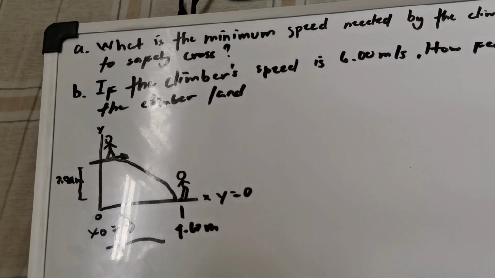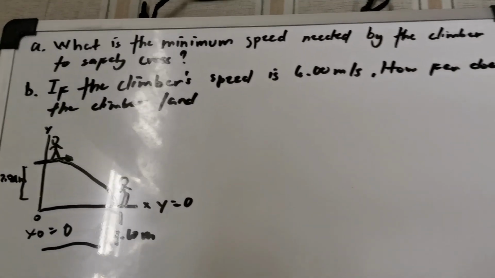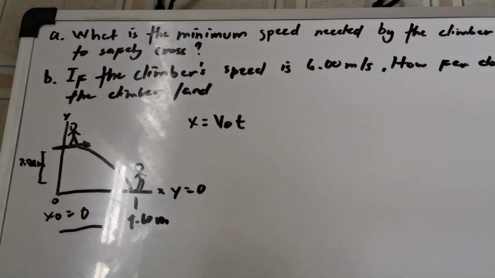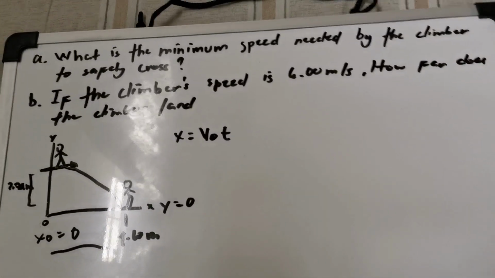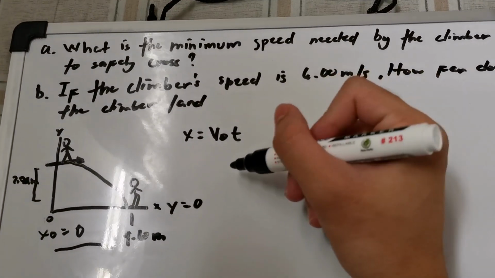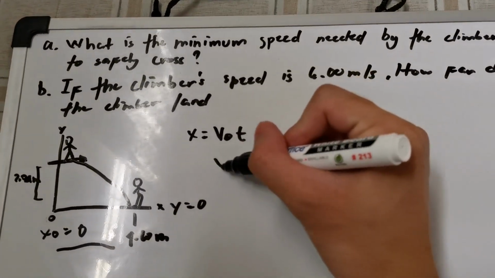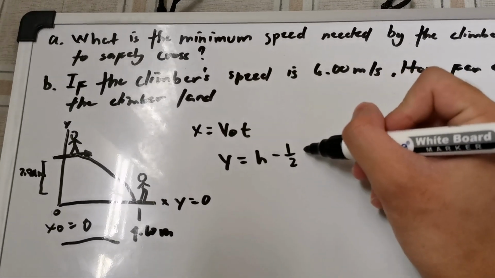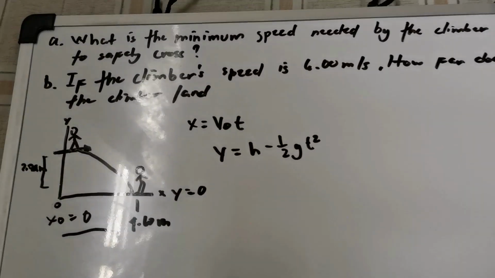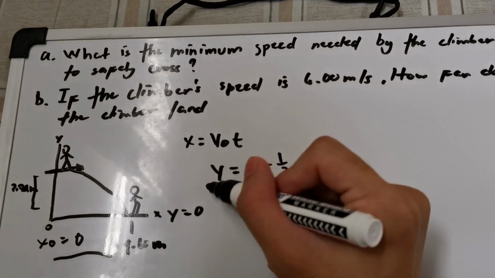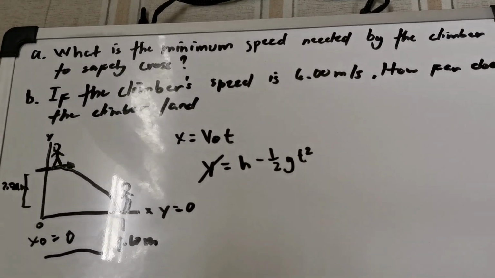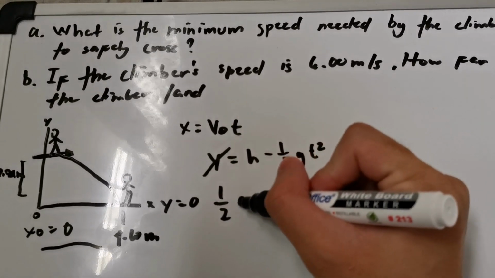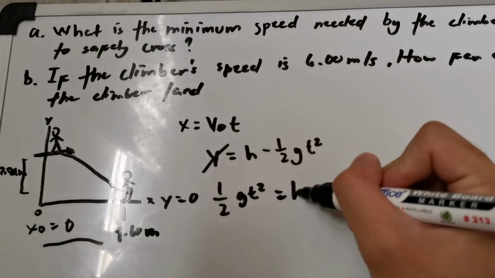So, for letter A, we will use this equation, x is equal to v sub o t. Pero, solving for time, we have y. y is equal to h minus 1 half g t square. So, yung y natin ay 0, cancel na natin to. Solving for time, we have 1 half g t square is equal to h.